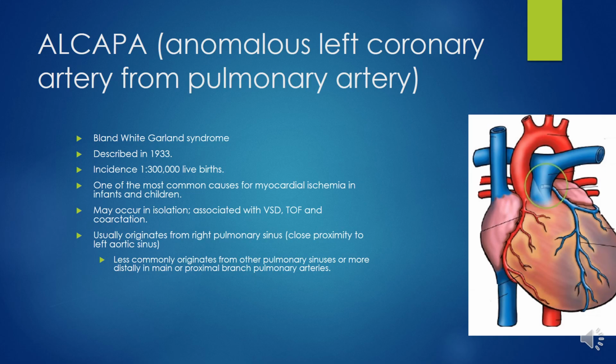With ALCAPA, the left ventricle receives deoxygenated blood. Additionally, as the pulmonary artery diastolic pressure falls, the perfusion pressure decreases in the left coronary artery, thereby further exacerbating the LV ischemia and dysfunction. Furthermore, coronary artery steal can occur due to the pressure differentials between the pulmonary artery and left ventricle, which in turn worsens the myocardial perfusion.